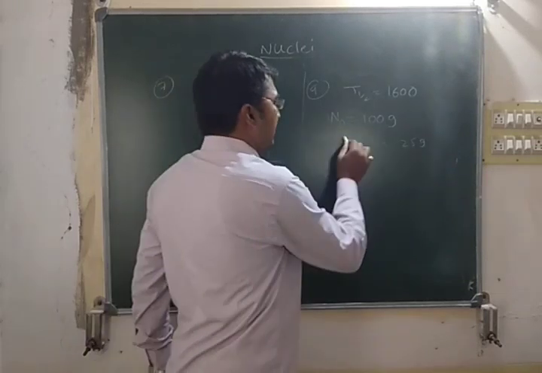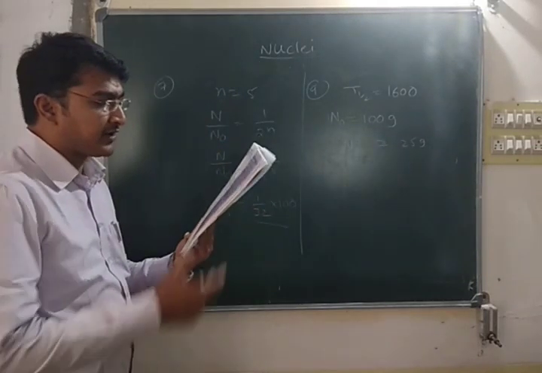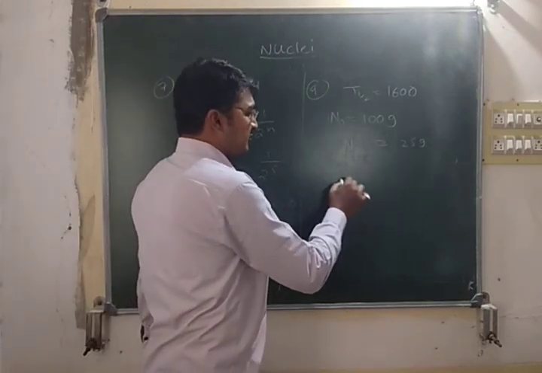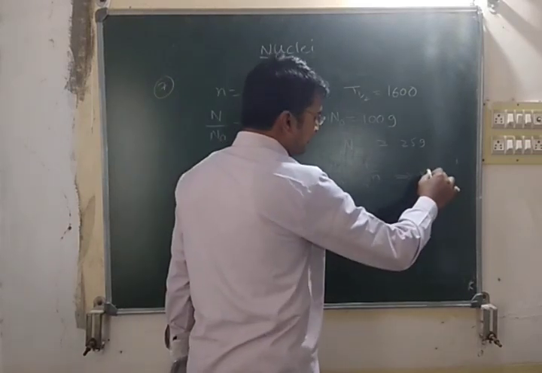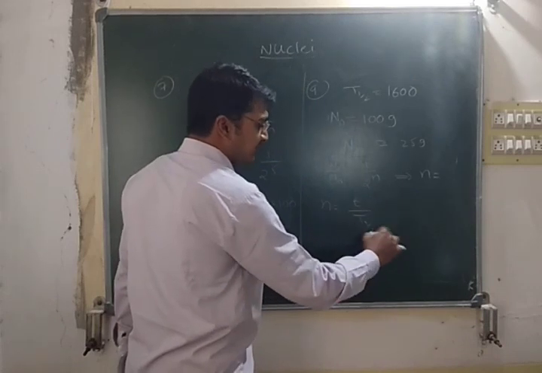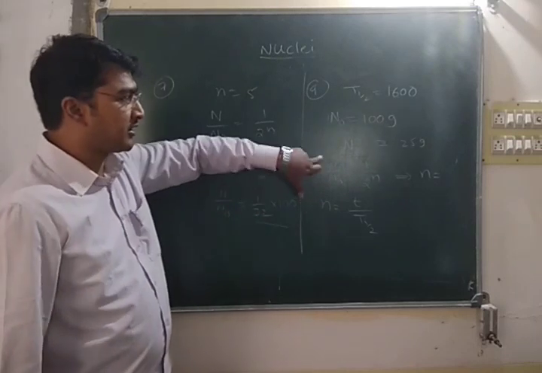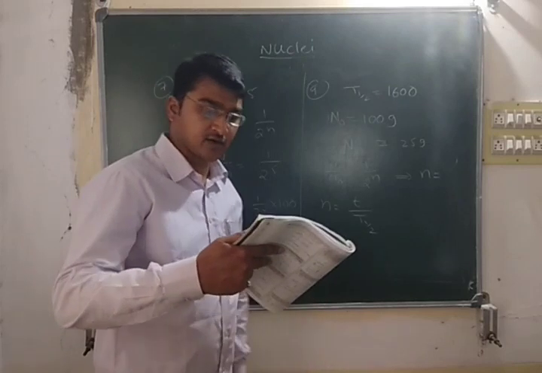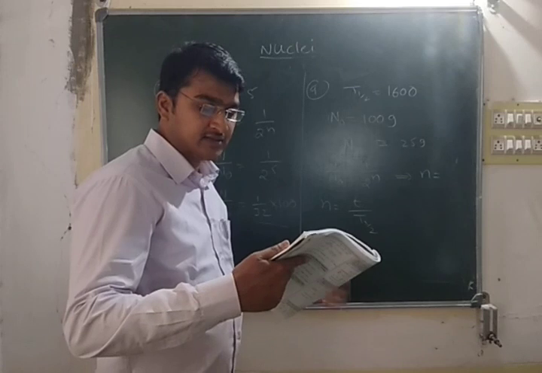So you can take T of as given. We want to find the total time, small t value. You know that N by N0 is equal to 1 by 2 to the power of n. From this you will get the n value. Once you get the n value, n is equal to small t by T of. T of is 1600. N by N0 is 1 by 4, that is n equal to 2, so the answer is 3200. Options: 2400, 3200, 4800, 1600.